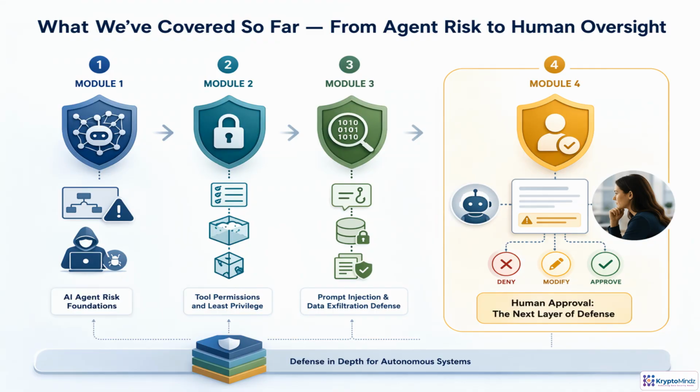Up to this point, we've built defense in depth, understanding agent risks, limiting tool permissions, and resisting prompt injection and exfiltration. Module 4 adds the next checkpoint: recognizing when autonomy should pause, so a human can approve, deny, or modify high-impact actions.